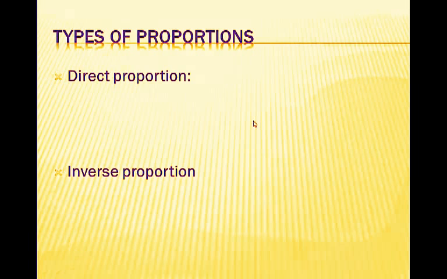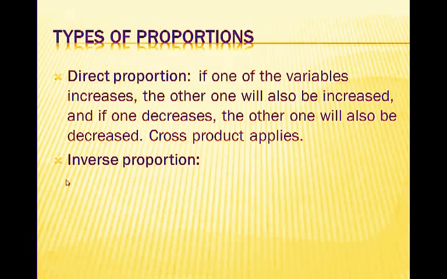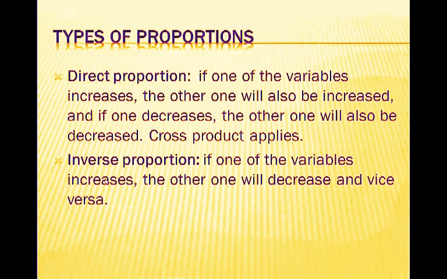We have different kinds of proportions. We can have a direct proportion or we can have an inverse proportion. A direct proportion is if one of the variables increases, the other one will also increase. And if one variable decreases, the other will also decrease. You can use the cross product to solve this kind of proportion. The inverse proportion is if one of the variables increases, the other one will decrease and vice versa. We will see examples so you understand.